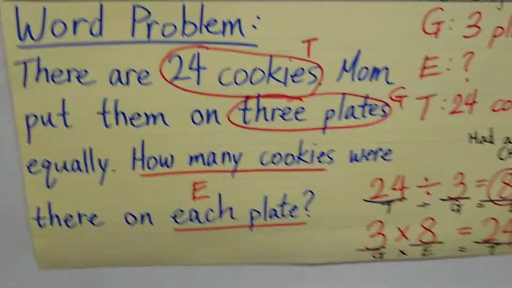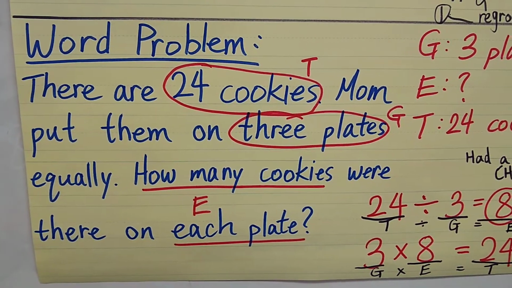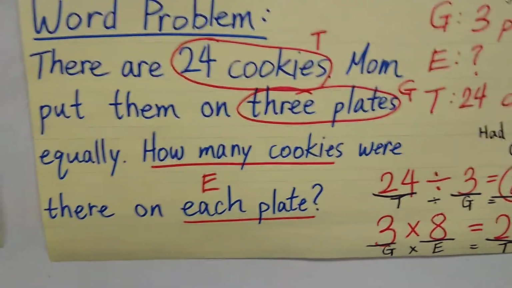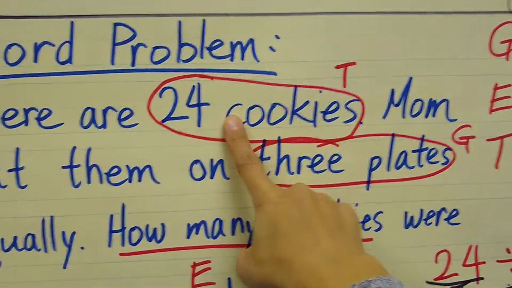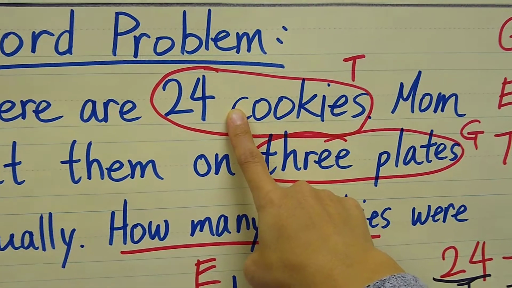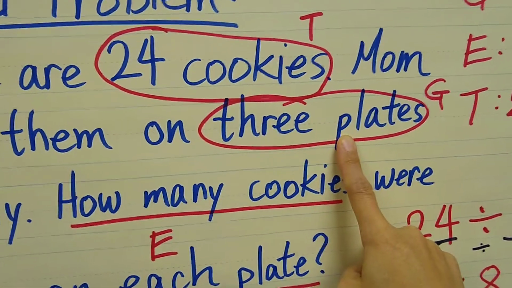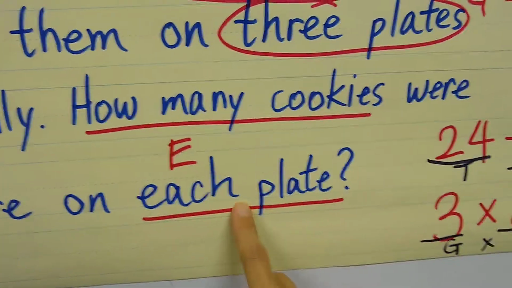Here's a word problem. There are 24 cookies. Mom put them on 3 plates equally. How many cookies were there on each plate? Again, you need to identify your GET. 24 cookies, that's the highest number you can get, which is your total. Then you have 3 plates, 3 groups. And we are looking for the each. It's even in the question.